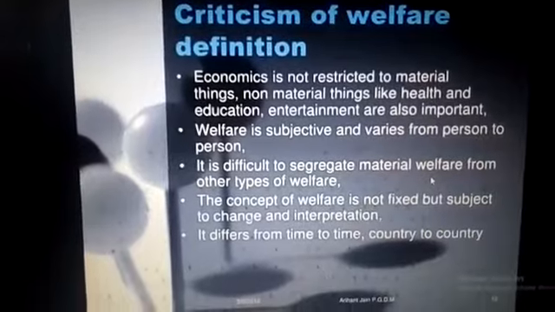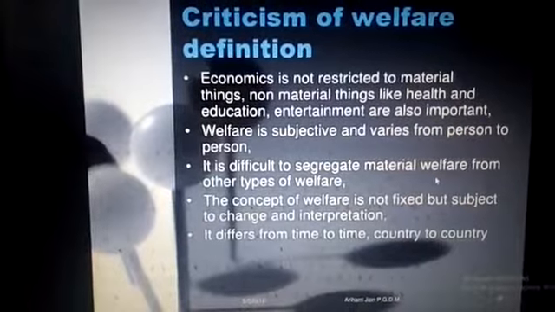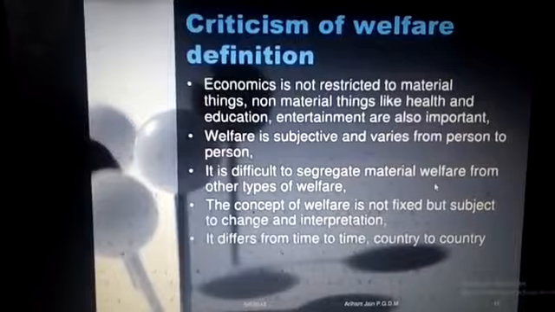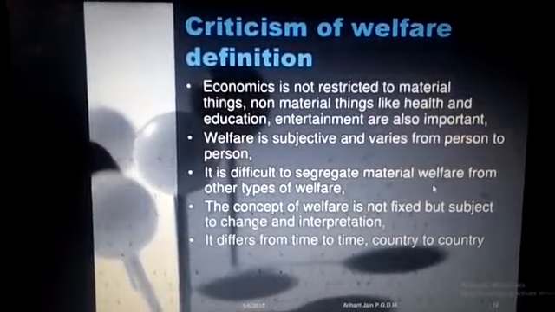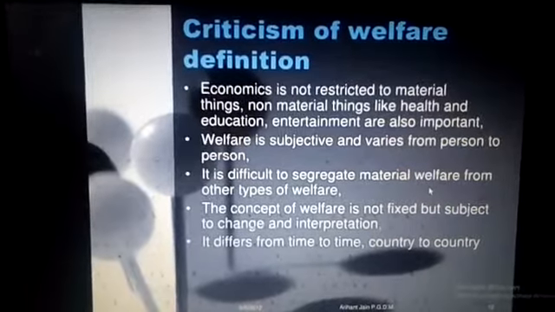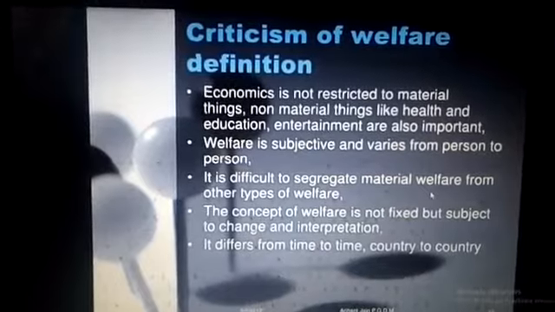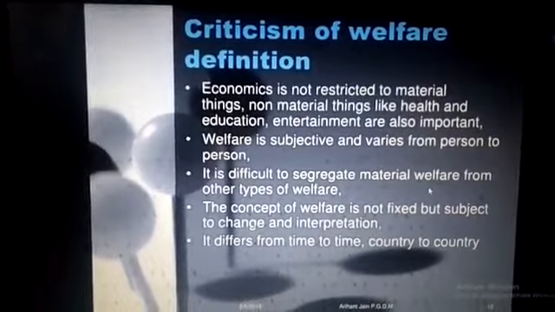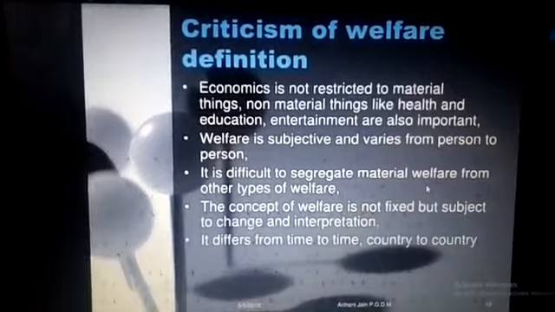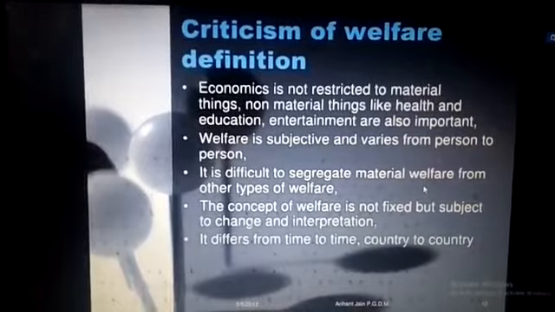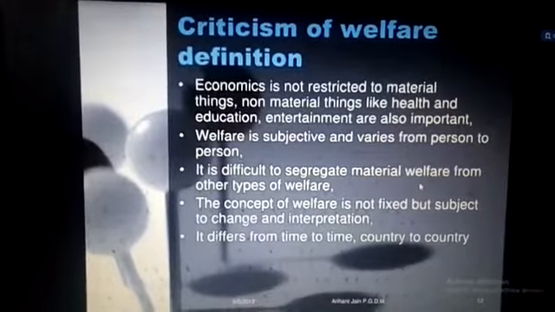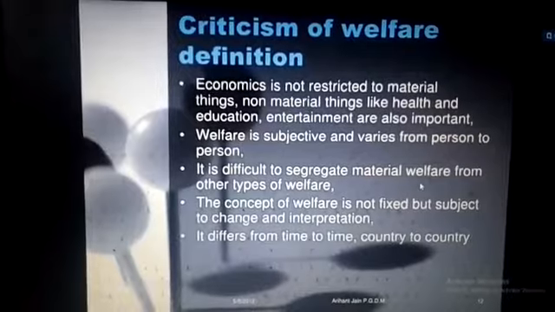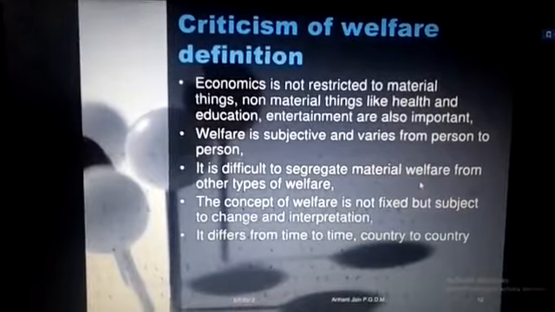Even so, the welfare definition was also criticized by other economists, because the welfare of the country is not more important than wealth. The concept of welfare is not fixed. At different times it will change for different countries. So the welfare definition was also criticized by other members.